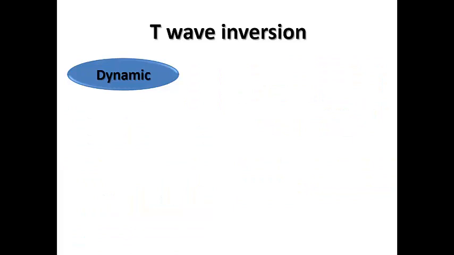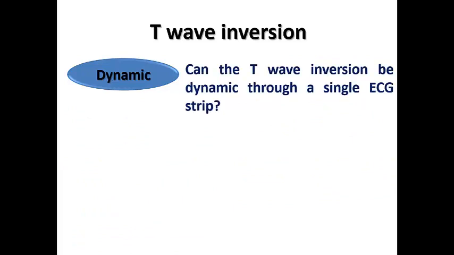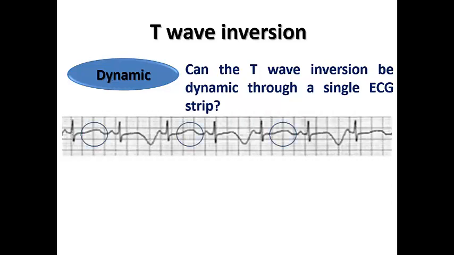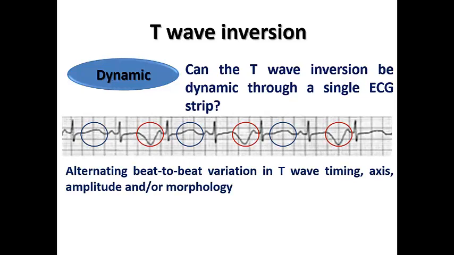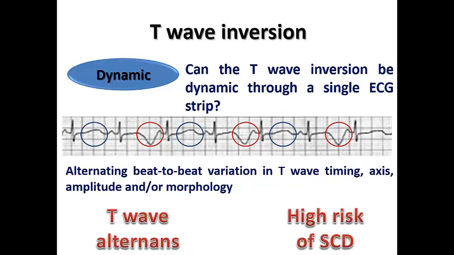And another question regarding T wave inversion. Can the T wave inversion be dynamic through a single ECG strip rather than serial ECGs? Yes, of course. It is a slightly rare phenomenon, but it is very characteristic and unique, in which there is alternating peak-to-peak variation in the T wave timing, axis, amplitudes, and or in the morphology like we see in this strip. And this we call T wave alternans, which usually occurs in patients with long QT syndrome and is considered a high risk of sudden cardiac death. So this phenomenon we don't see in myocardial ischemia, we can see it in patients with long QT syndrome.